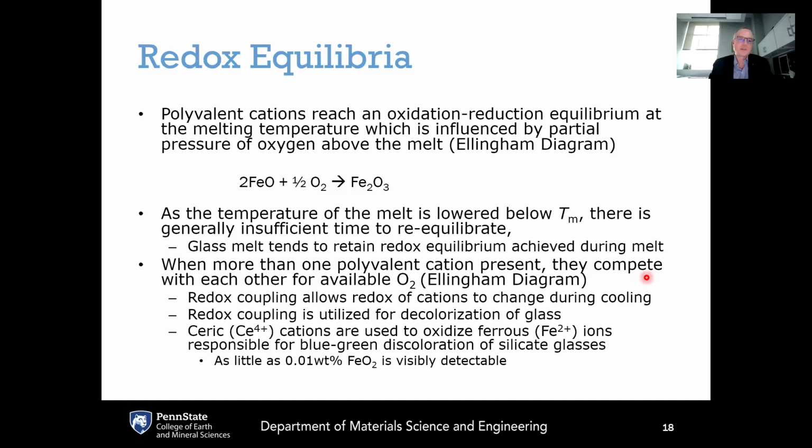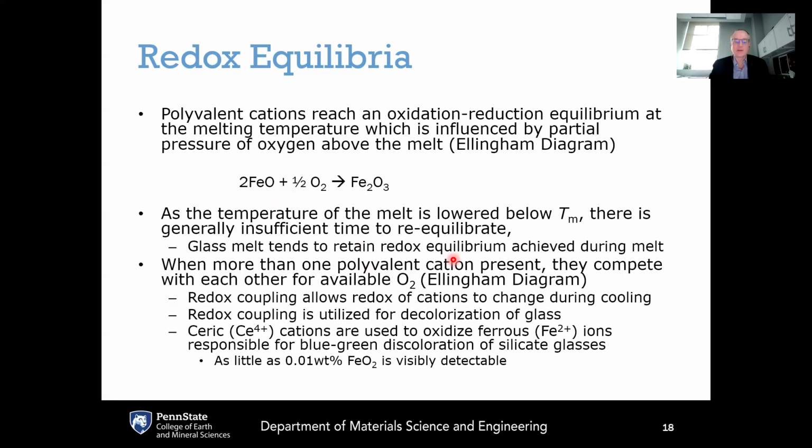Now, when we're considering polyvalent cations that can achieve different oxidation states, the redox equilibrium within the glass melt plays a big role in the final structure and properties, especially the coloration of the glass. For example, iron oxide can exist as FeO or Fe2O3, and the coloration of a glass containing iron can vary between yellowish and greenish, depending upon the balance between iron 2 oxide and iron 3 oxide. And if you've got more than one polyvalent cation, then they compete with each other for the available oxygen.